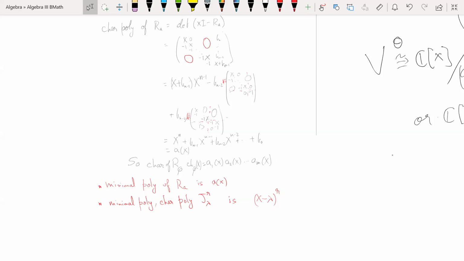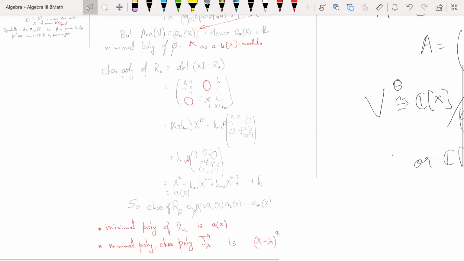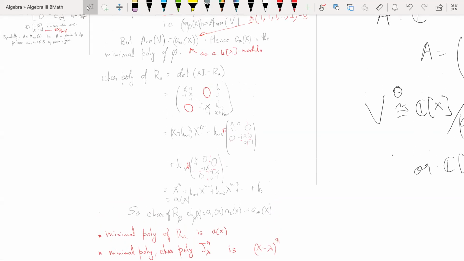So again for both these basic blocks. Another way is to think of it as a block in some sense. It's already a cyclic module of the smallest possible block, so its minimal polynomial and characteristic polynomial have to be the same.